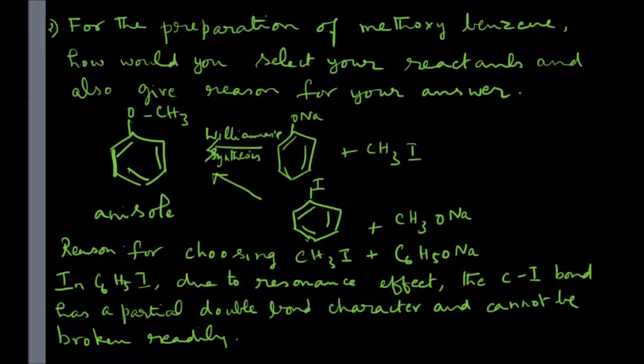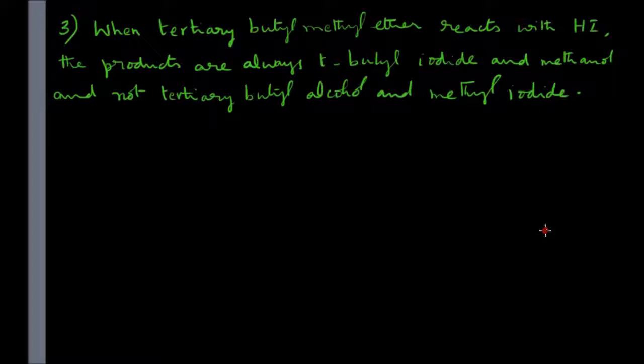I have given the answer here in terms of resonance effect, and I have also given you another reason. If you prefer that, you can write the answer that way. The third question is, when tertiary butyl methyl ether reacts with HI, the products are always tertiary butyl iodide and methanol, and not tertiary butyl alcohol and methyl iodide.